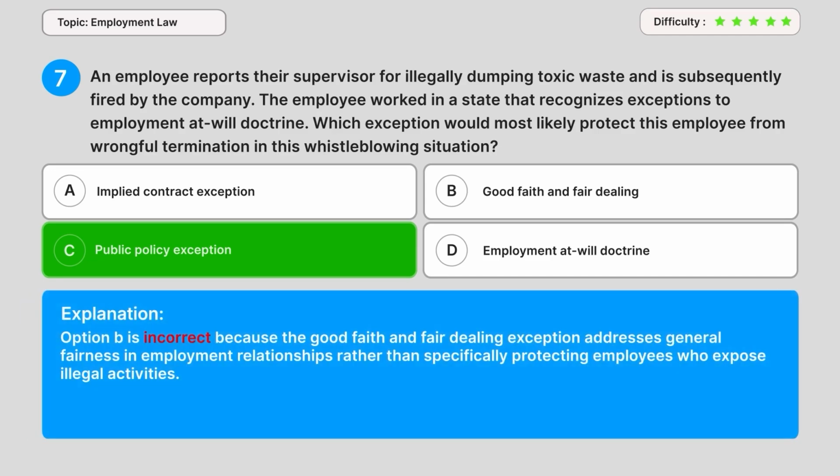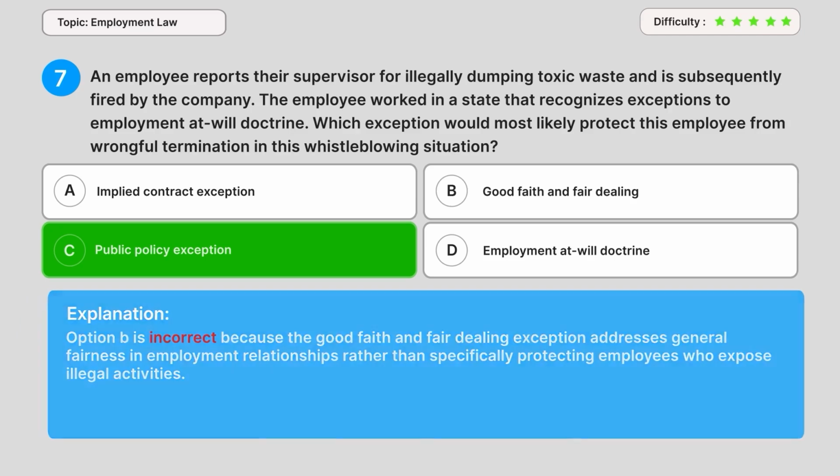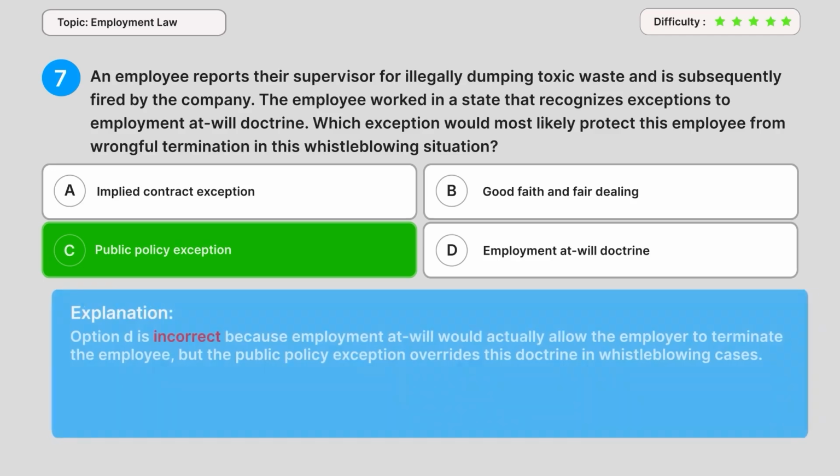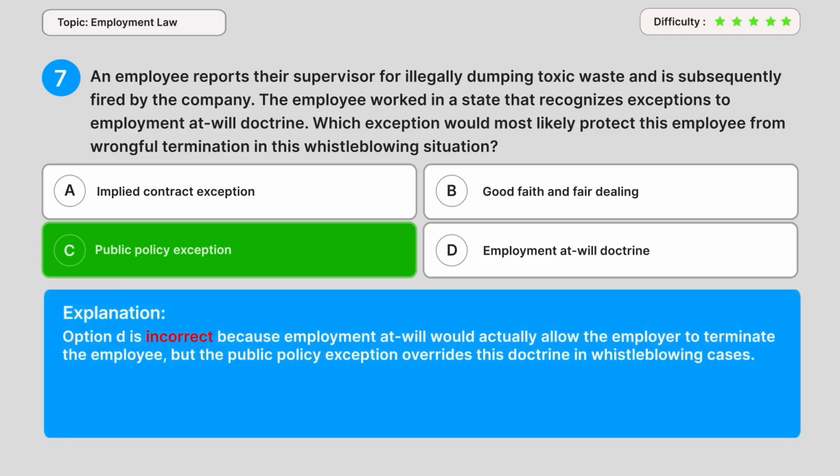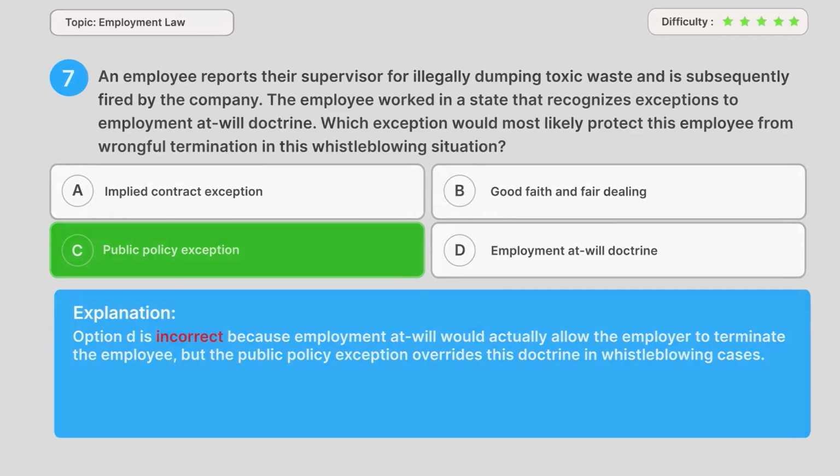Option B is incorrect because the good faith and fair dealing exception addresses general fairness in employment relationships rather than specifically protecting employees who expose illegal activities. Option D is incorrect because employment at will would actually allow the employer to terminate the employee, but the public policy exception overrides this doctrine in whistleblowing cases.